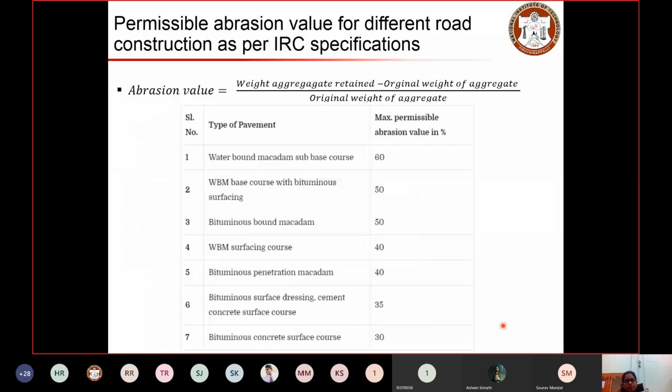So depending on the conditions and the applications that we will be using, there are certain permissible abrasion values used for different construction purposes. This is based on IRC specifications, the Indian Roads Congress specifications, which give details of materials and the properties of materials to be used for different conditions and applications.